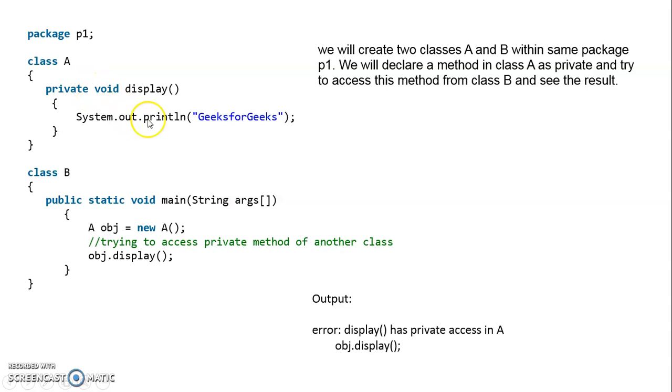Within my class A, I have a function display which is going to display "gigs for gigs". Now here in class B, I have declared the function. I have created an object of class A and I am going to call the display function. But as all of you know, the private member function is accessible only within the class. So it is within class A, accessible only within this class. So here again it will give an error. We cannot access the private member function of another class.